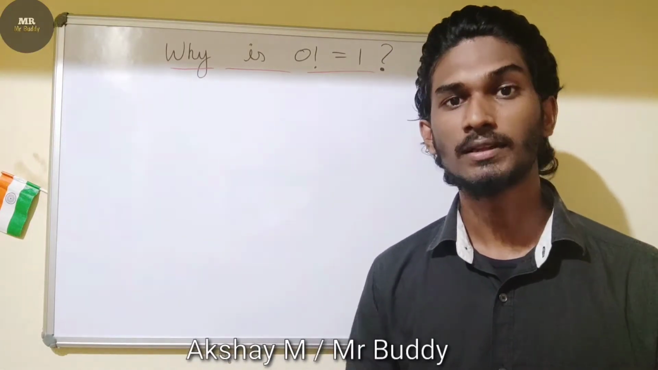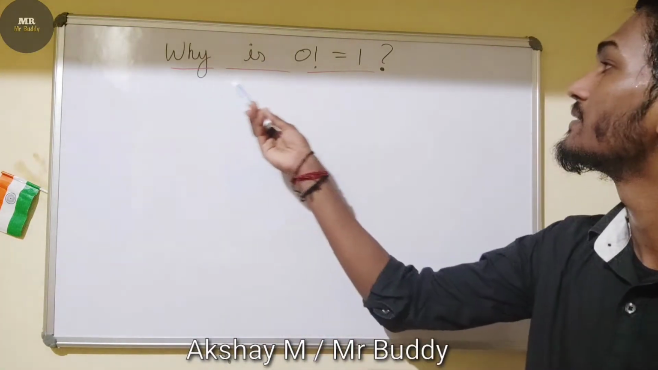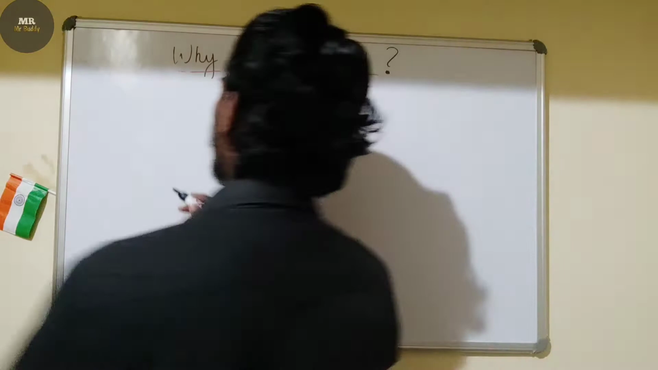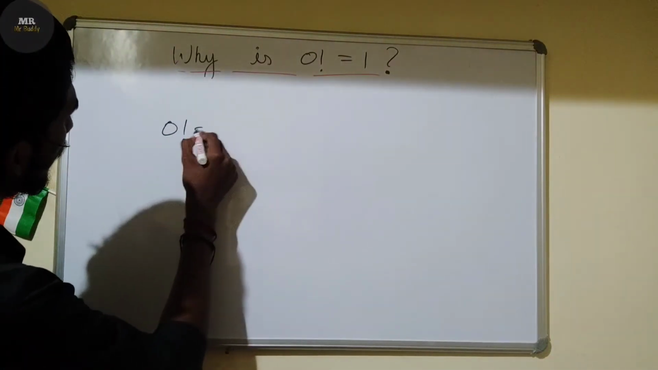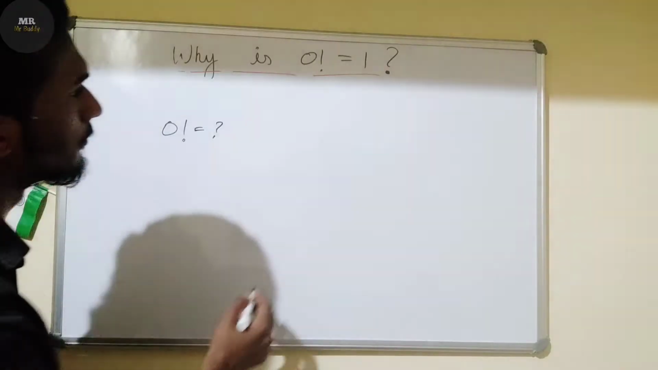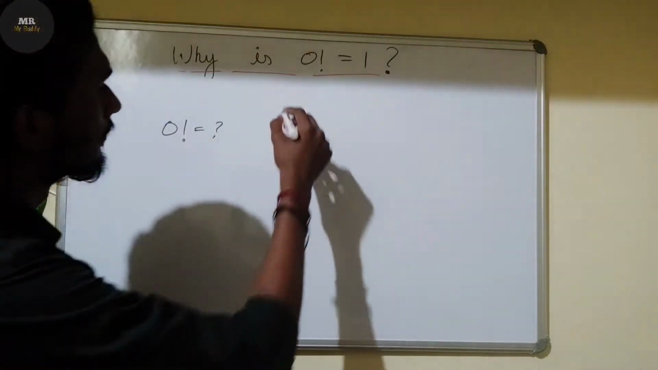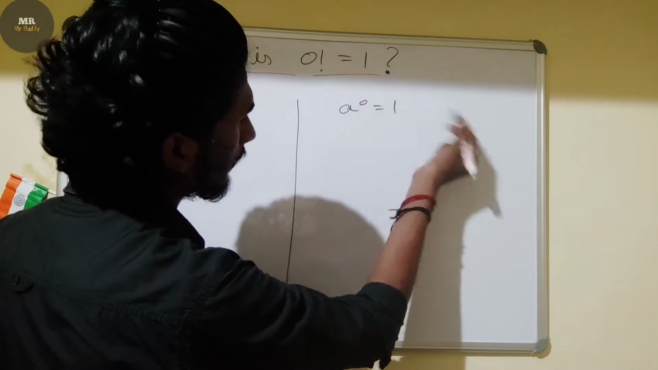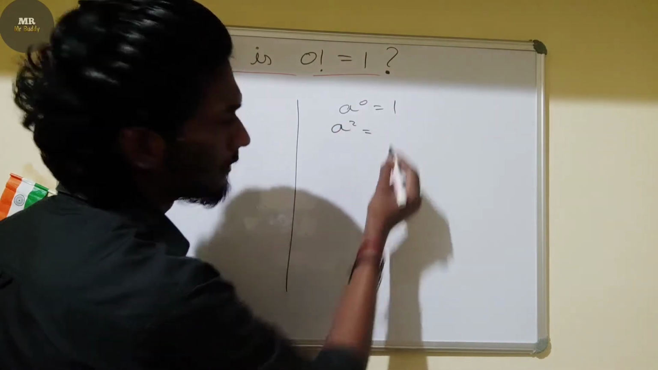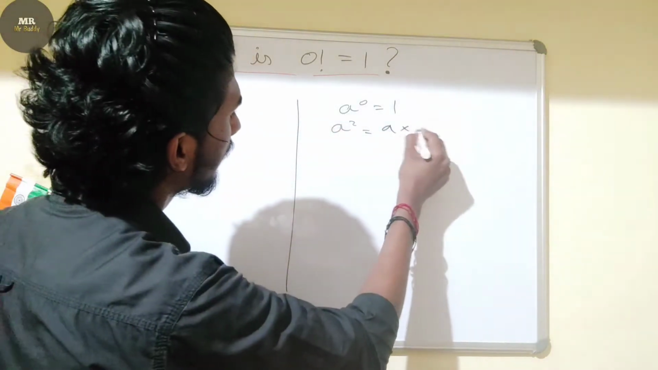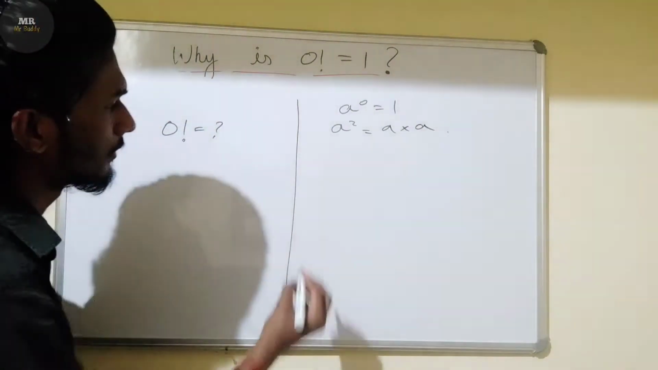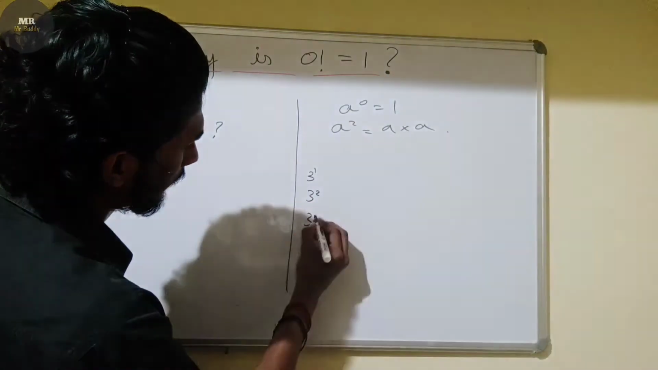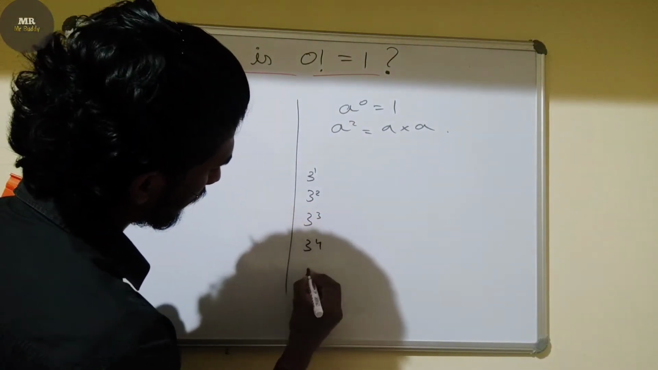Buddy. So, in the topic, why is 0 factorial equal to 1? So first of all, before we get into what factorial of 0 is, let's see an example. Let's say a power 0 is equal to 1, right? So a square, we can say a into a, correct? So for the example, let's look at 3 to the power 1, 3 to the power 2, 3 to the power 3, 3 to the power 4, 3 to the power 5.